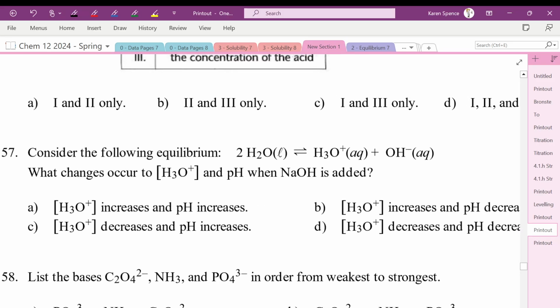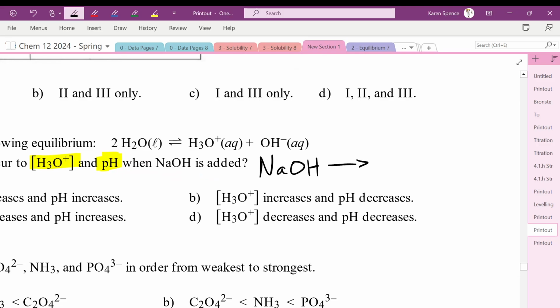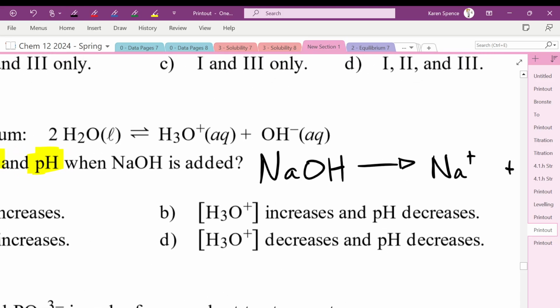Okay, consider the following equilibrium. What changes occur to the H3O plus and the pH when we add NaOH? So when we add NaOH, number 57, what does NaOH do when you put it into water? It dissociates into Na plus and OH minus. Do we care about one of those ions or both of those ions when it comes to this equilibrium here?